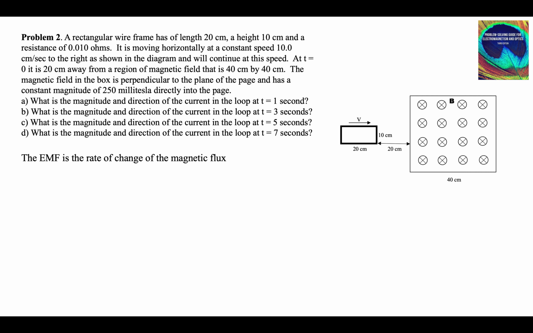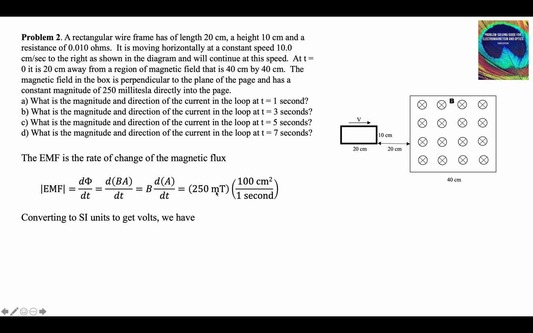Okay, now we can do it. The EMF is the rate of change of the magnetic flux. The rate of change of the flux is B dA/dt. B is constant here. dA/dt we know, we just calculated, 100 square centimeters every second. The B field's constant, 250 millitesla. Converting to SI units to get volts, we have 250 times 2.5 times 10 to the minus 3 volts.